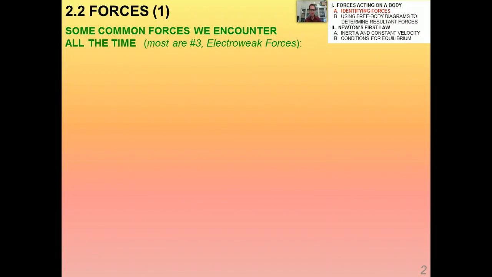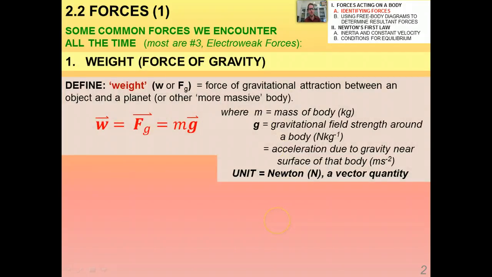All right, so some of the most common forces that we encounter all the time. Most are number 3. The first one I'm going to talk about is gravity. Okay, weight, which is also called the force of gravity. It can be W or F sub g. It's the force of gravitational attraction between an object and a planet or another more massive body, and I'm going to tweak that definition very slightly in just a minute. You know that W equals mg. Weight is mass times the acceleration due to gravity.